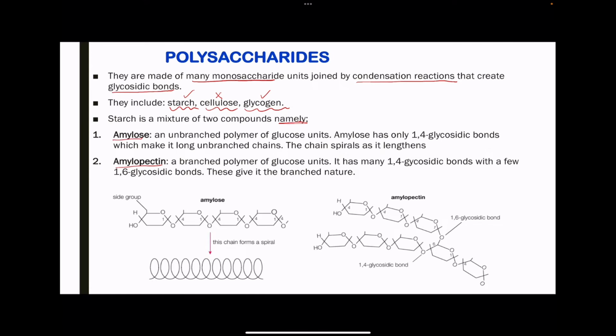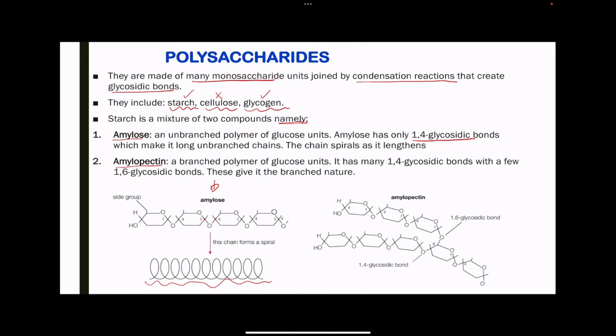Amylose is an unbranched polymer of glucose units. We know amylose contains only 1,4-glycosidic bonds, as we can see here. The 1,4-glycosidic bond is formed between a carbon 1 and a carbon 4 on different glucose molecules. Now, as these glycosidic bonds form in amylose, a long unbranched chain is going to result, and this is going to spiral as it lengthens. You can see this is a spiral formed as the lengthening occurs because only 1,4-glycosidic bonds are present.